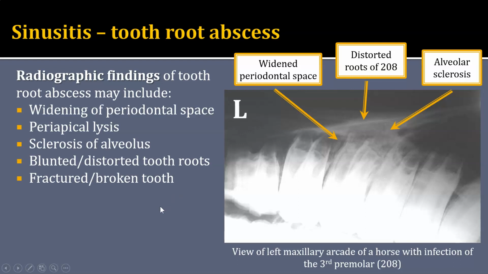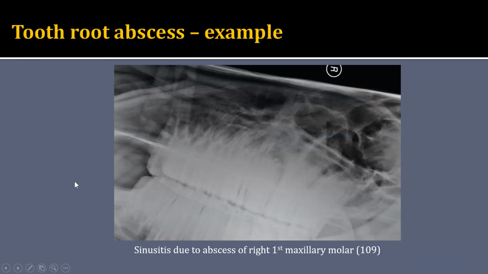So this is a patient that has presented for sinusitis, and when we look at radiographs, especially of the left maxillary arcade here, because the L is telling me left side, we can see signs that that third premolar or tooth 208 is infected. Here's another example of a patient that is presenting for sinusitis. And in this patient, this is a slightly oblique lateral view. The R up here is depicting that they were trying to demonstrate the right maxillary arcade and the right nasal passages. But notice there is not a lot of obliquity because the teeth are still fairly superimposed.